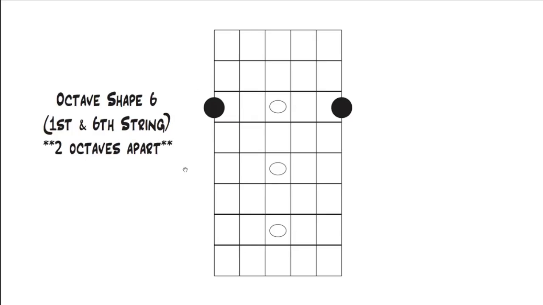And then Octave Shape 6 starts with the note on the first string, and this one you just go to the 6th string in the same fret. That gives you the next octave shape, Octave Shape 6.